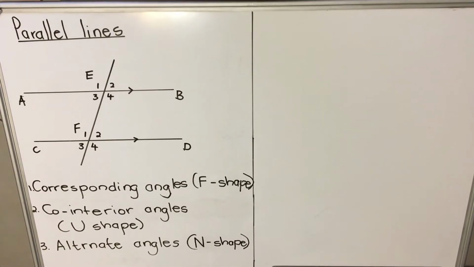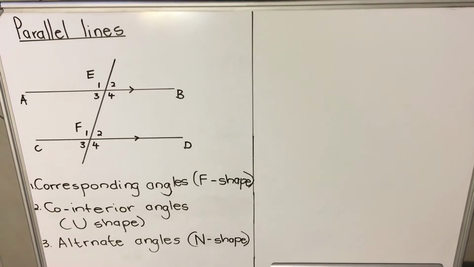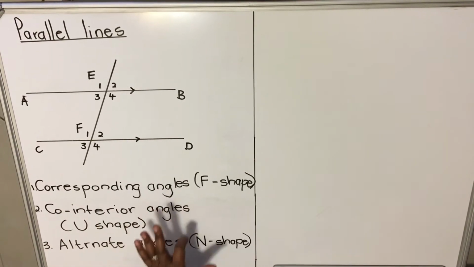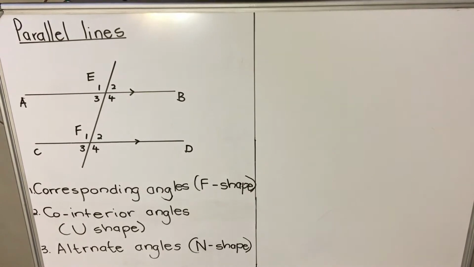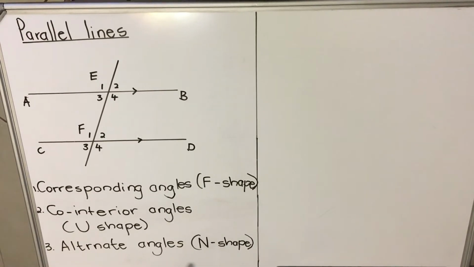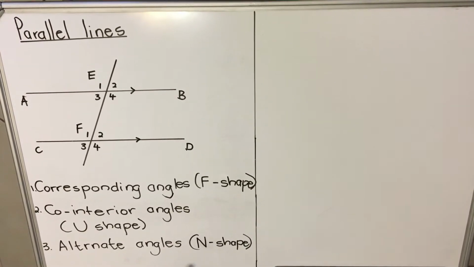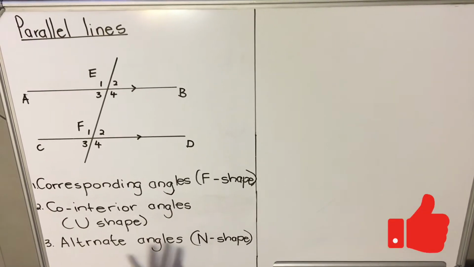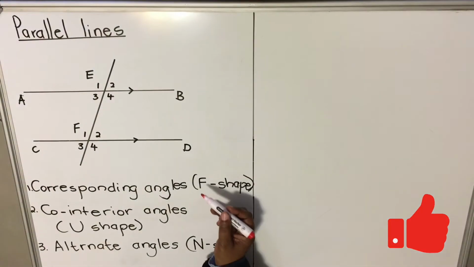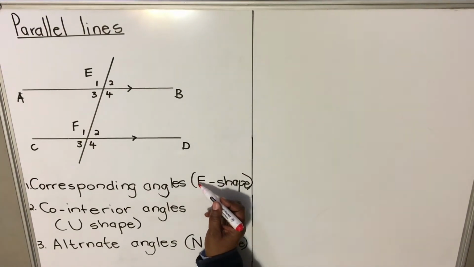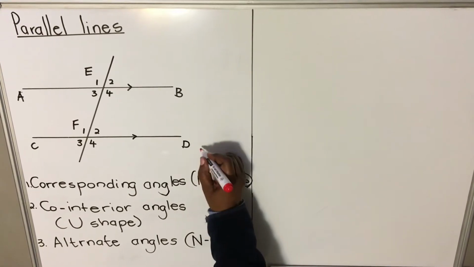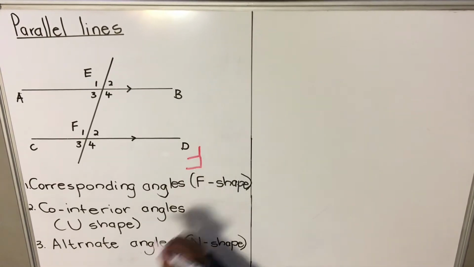Okay, parallel lines. When you have parallel lines, you actually have 3 things. The first one is corresponding angles. The corresponding angles of parallel lines are equal. Now let's look at our diagram and see which ones are corresponding angles. With corresponding angles, we are going to look for an F shape. But this is not English, it doesn't mean F will look like this. F can look like that also.